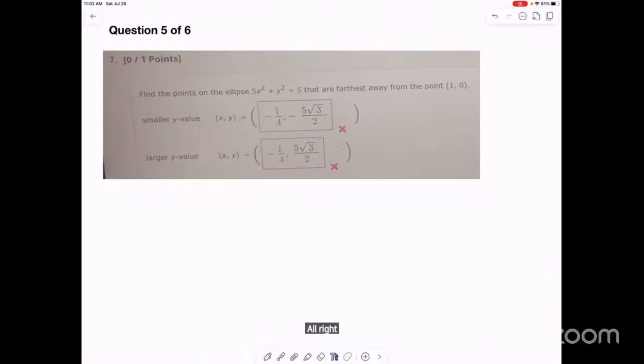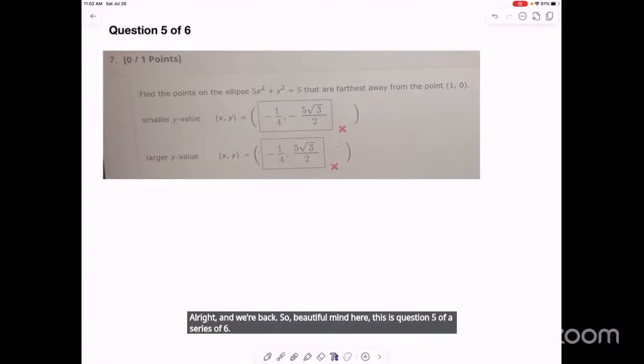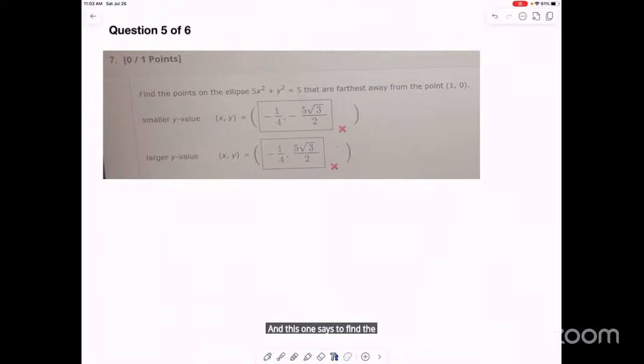All right. And we're back. So, beautiful mind here. This is question 5 of a series of 6 questions from calculus. And this one says to find the points on the ellipse 5x squared plus y squared equal to 5 that are furthest away from the point (1, 0). Okay. So let's see.